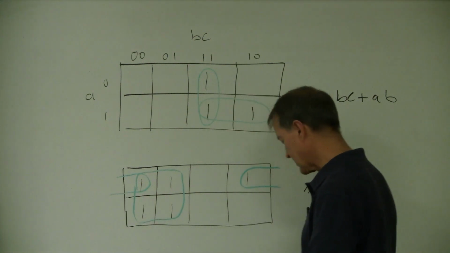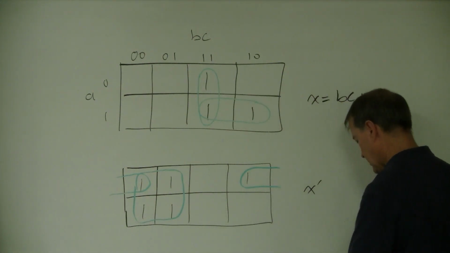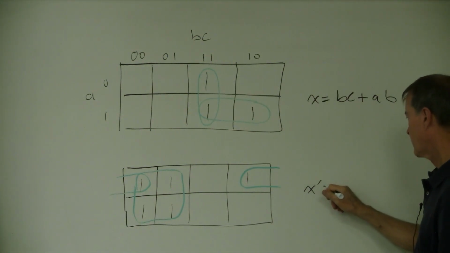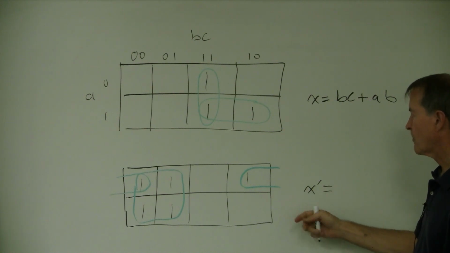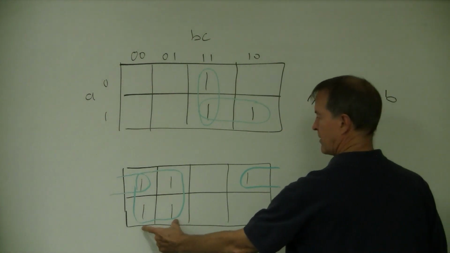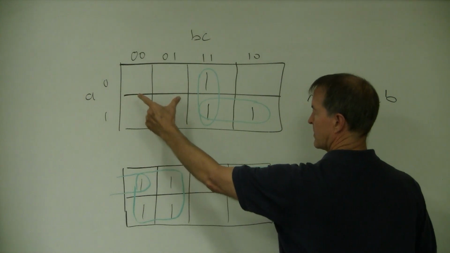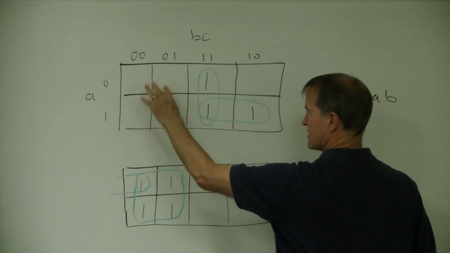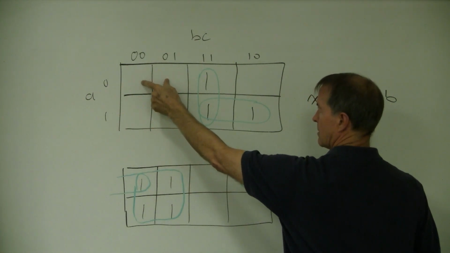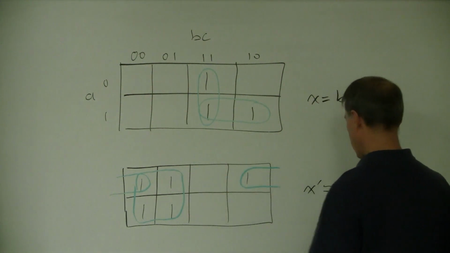And so now let's write down what this is. X prime, with this Karnaugh map, well, what's this group right here? That's the group. It's not going to have an A in it because it spans the A row, so that's what? It's B prime, yeah? Good.